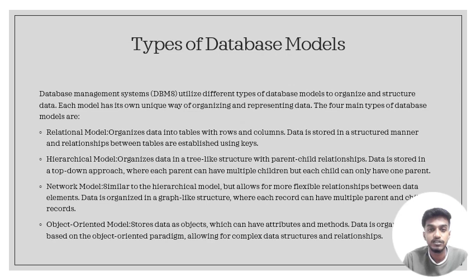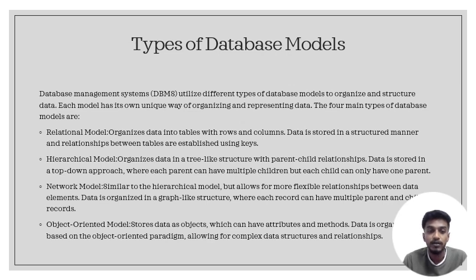And next we will discuss the types of database models. A database management system utilizes different types of database models to organize the structured data. Each model has its own unique way of organizing and representing the data. The four main types of database models are: the relational model, which organizes the data into tables with rows and columns. Data is stored in a structured manner and relationships between the tables are established using keys.